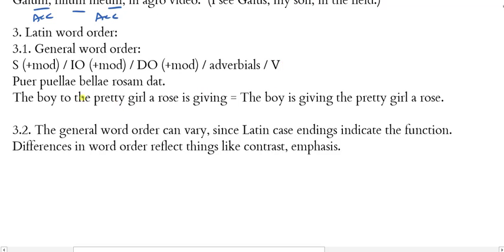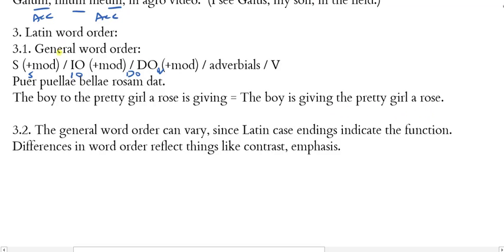So here is an example of that. Puer puellae bellae rosam dat. Okay, so in the Latin word order, we have the subject, the boy, puellae bellae, that's my indirect object, to the pretty girl, rosam, that's my direct object, a rose, and then dat is my verb. Okay, and the subject is puer, so the boy is doing the giving here. So we could now rearrange the English words to make good English sense. The boy is giving the pretty girl a rose.